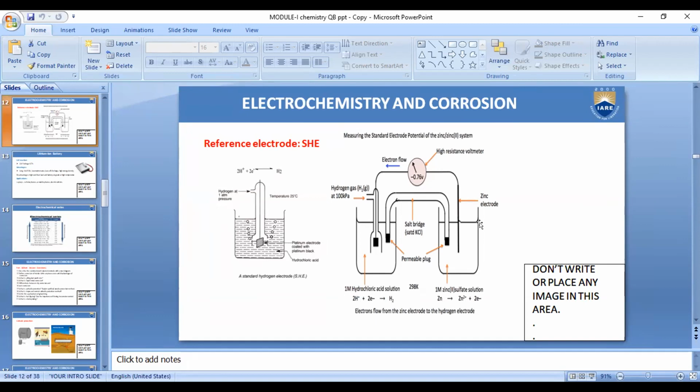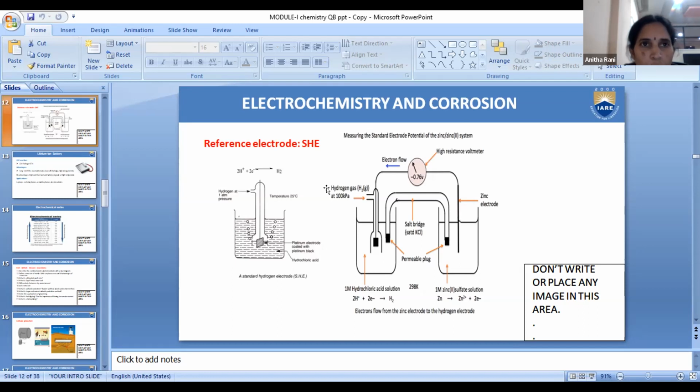So to find out the zinc electrode potential, we are connecting to the standard hydrogen electrode. The 2 electrodes we connect to a voltmeter, and the 2 solutions with the salt bridge. Then we can find out the electrode potential of zinc. What is the formula to calculate E cell? E cathode minus E anode. Now tell me which is anode and which is cathode in this cell.